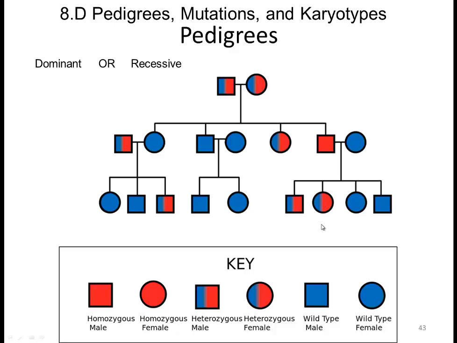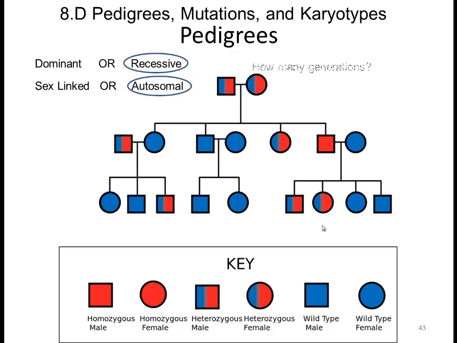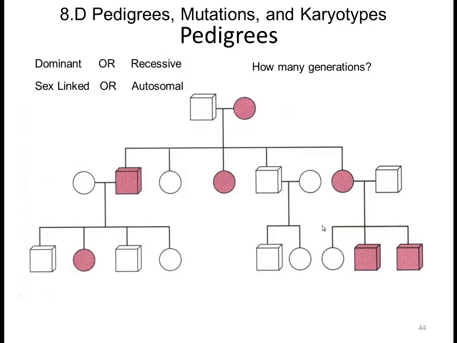Dominant or recessive? What do you think? Showing up only one generation, I would say it's recessive. Is it sex-linked or autosomal? Well, it's showing up in both sexes, so it's autosomal. How many generations? 3.